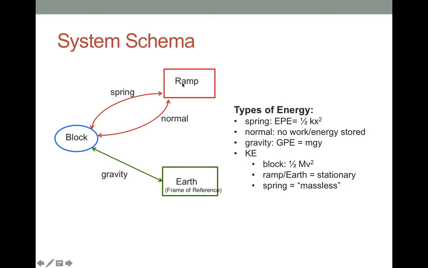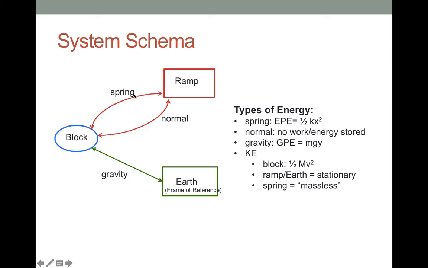So we have the block that is interacting with the ramp via a spring, and also there's a normal force between the block and the ramp. And finally, there's the gravitational force between the block and the earth. Once we've drawn this diagram, what we can now do is look at each of the interactions and ask what types of energy, if any, are involved.